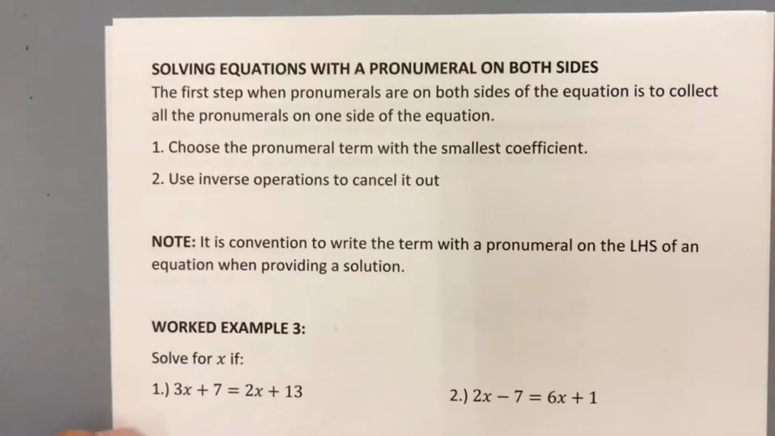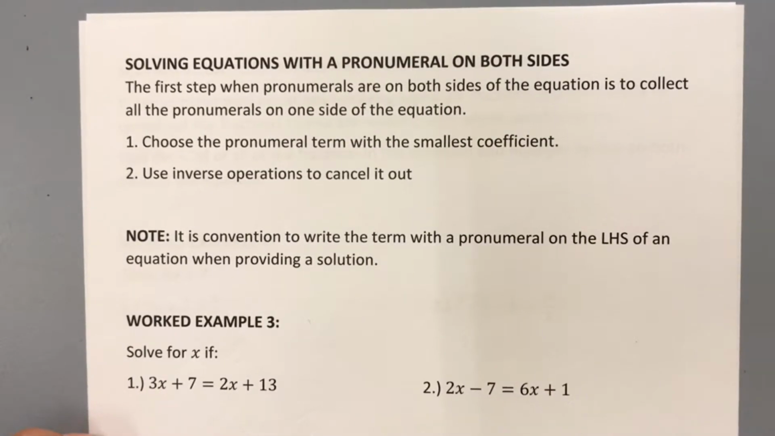Next thing that we're going to have a look at is solving equations where you have pronumerals on both sides. So the first step when there are pronumerals on both sides of the equation is to collect all of the pronumerals on one side. All right. So rather than having an x on both sides of your equation, it's just going to be on one side. Note when you're doing this, it's convention to write the term with a pronumeral on the left-hand side of an equation when providing a solution. So if you're working down and your x ends up on the right-hand side, when you get to writing your solution, we just flip the way we write it, okay? So we'll have a look at that. I think there's an example here that goes through that in a sec.